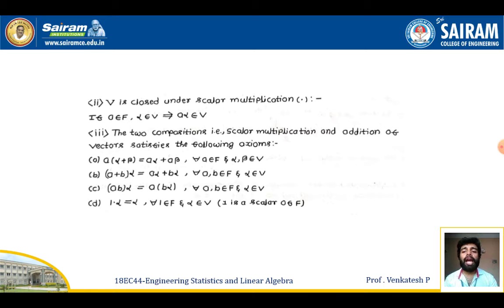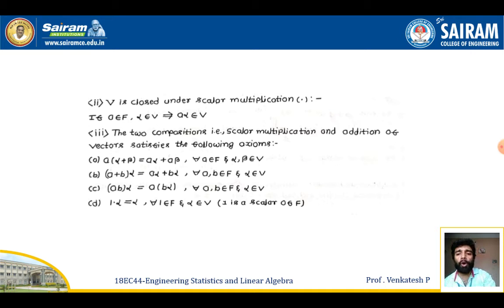Next, I am going to show that V is closed under scalar multiplication. For that, I am considering a scalar a which belongs to the field F and a non-empty set V which contains the element alpha. Then I multiply the scalar with alpha, so I get a alpha, and it must be in the non-empty set V. After multiplying the scalar with alpha, it should be in V. Then only can we say V is closed under scalar multiplication also.